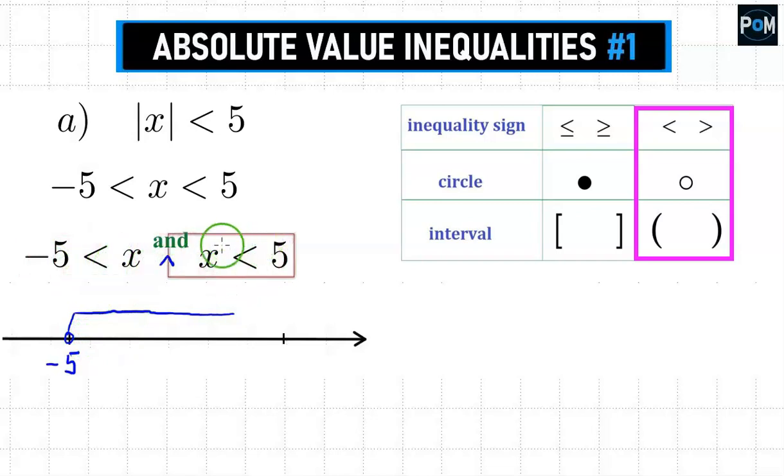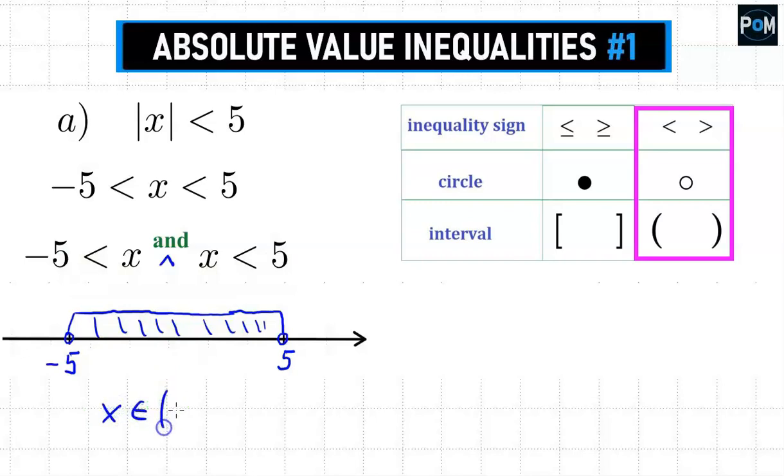From the other inequality, we need to mark x's less than 5. So here we put the number 5. And x's less than this 5, again an open circle, will go to the left. And since this is to be an intersection, then this is this piece. These are all the x's that are both greater than negative 5 and less than 5. We will write this same in interval notation that has parentheses on both sides, from negative 5 to 5. This is the solution to our inequality.